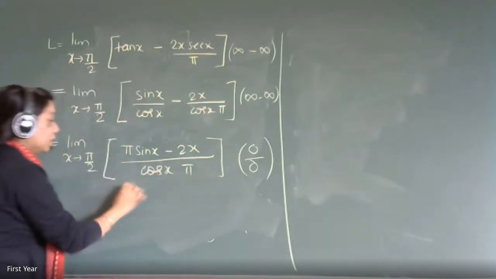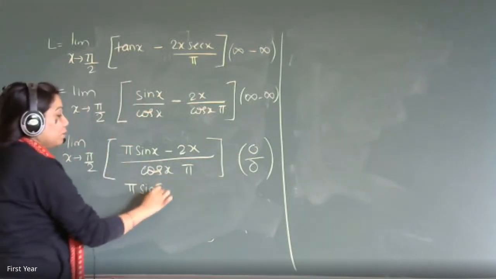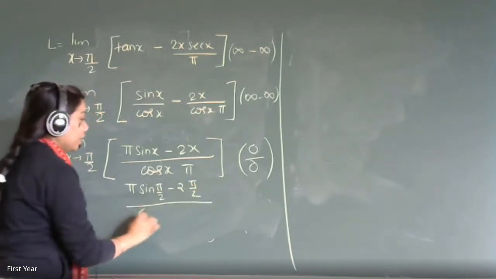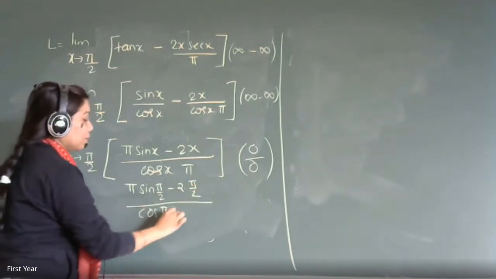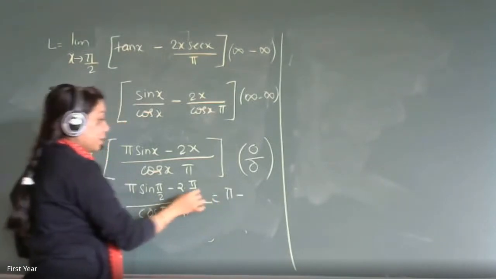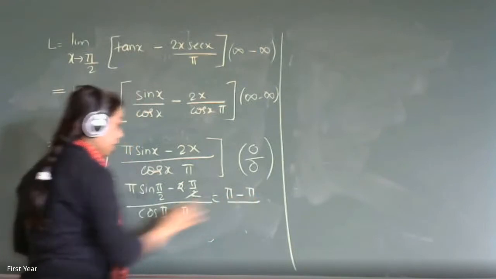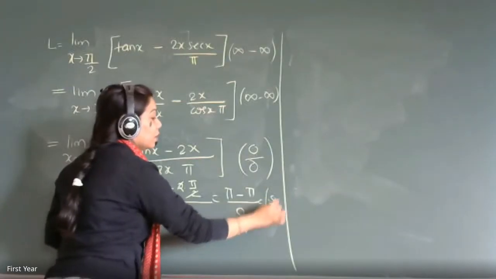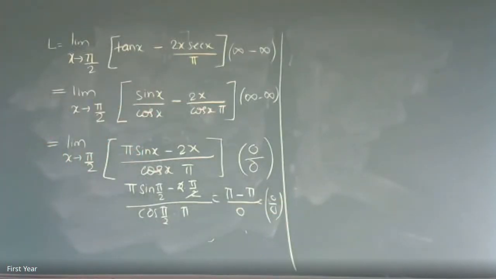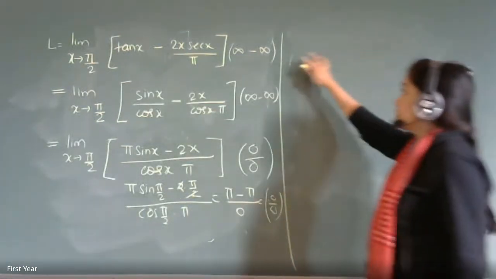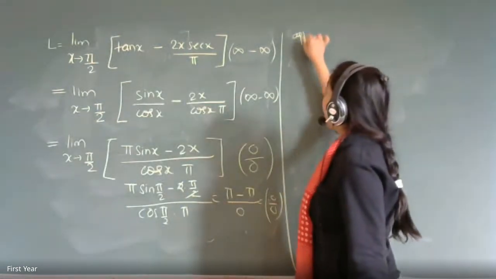I'll write it there. So this is sine pi by 2 minus 2 into pi by 2 divided by cos of pi by 2 into pi. But what is sine pi by 2? It is 1. So this is pi, 2 gets cancelled. Pi minus pi divided by cos of pi by 2 is 0. So it is 0 by 0. Is it okay? So you have to apply now L'Hospital's rule. So apply L'Hospital. Tell me what the answer is.